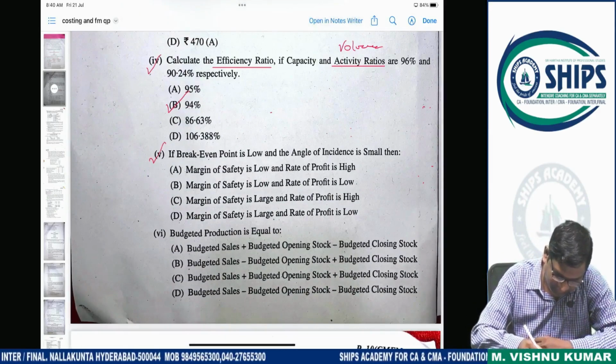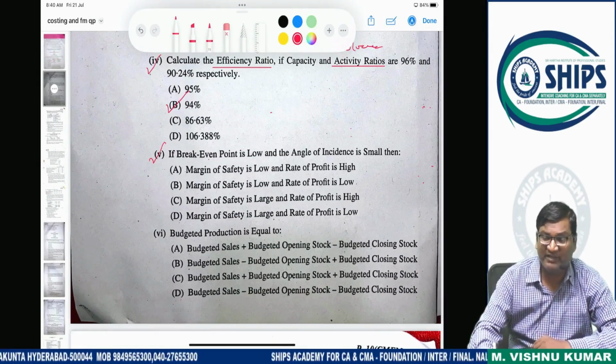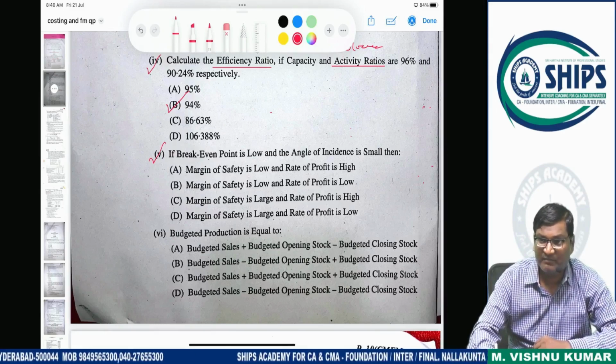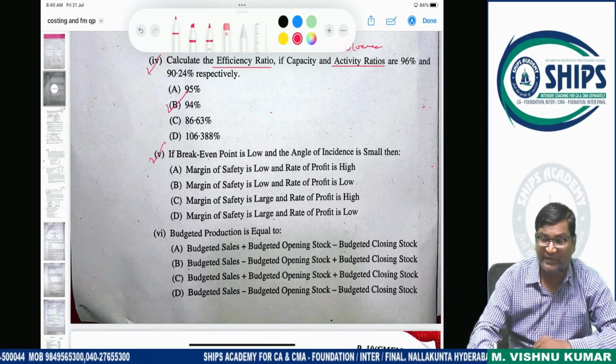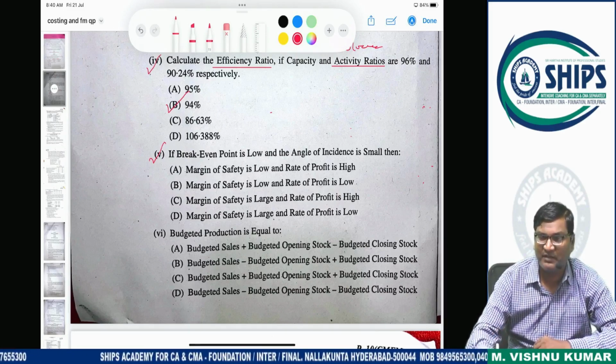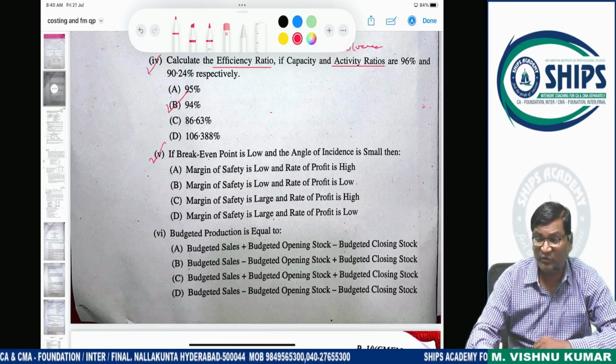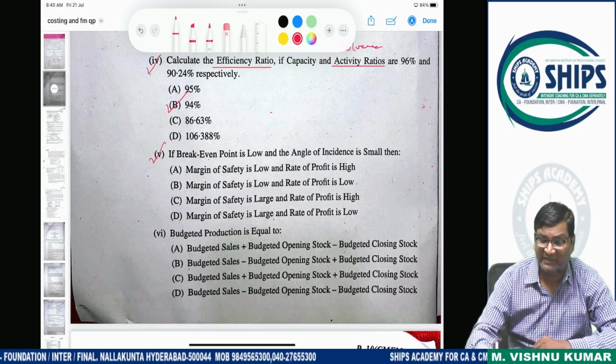Next question is the fifth question. This is a concept question on CVP analysis. In CVP analysis, we understand margin of safety, break-even point, PV ratio, angle of incidence. Angle of incidence we understand on the graph. Angle of incidence means, when we prepare the graph, revenue and cost will match at one particular point, that is the break-even point.